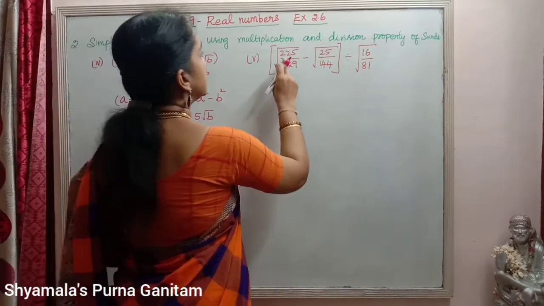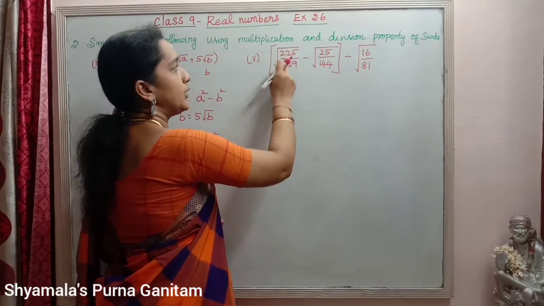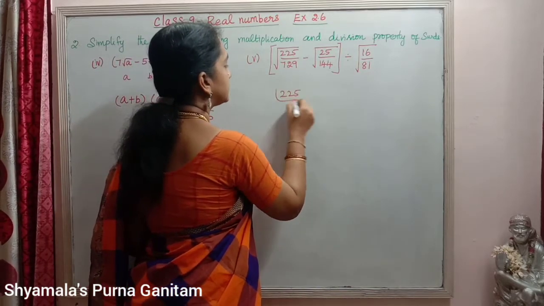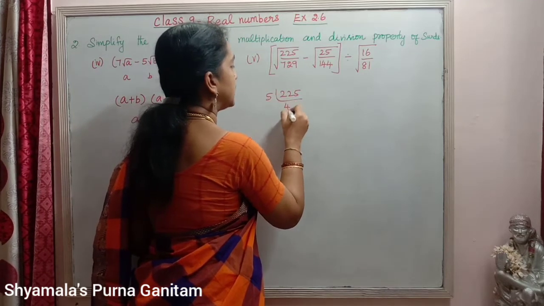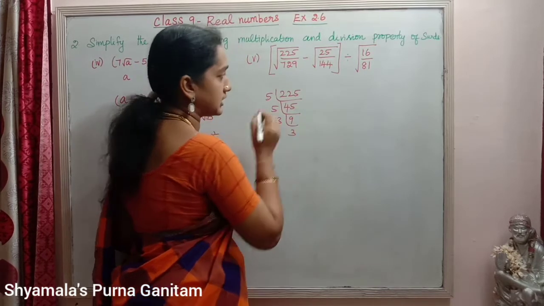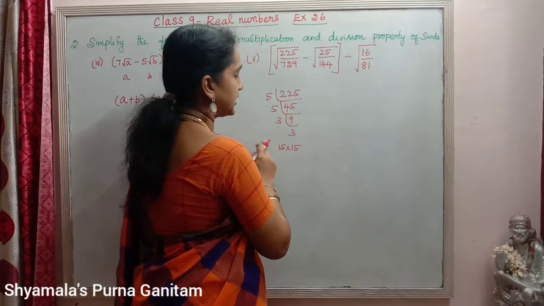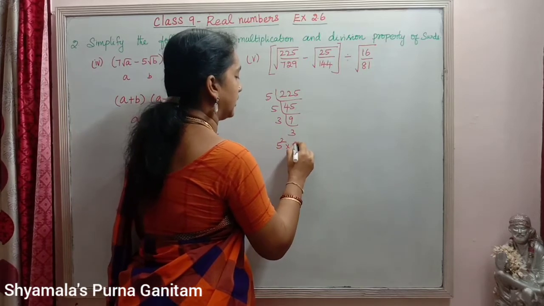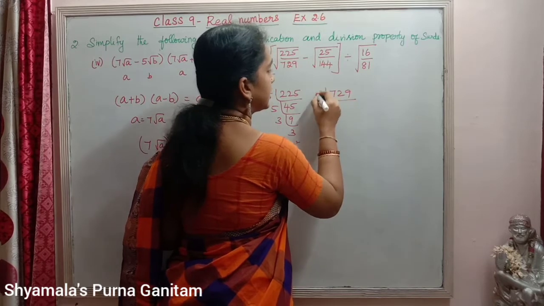Then the next one is root of 225 by 729. So we have to find the factors of 225. 5 4s are 20, 5 5s are 25, then 5 9s are 45, then 3 3s are 9. So 15 into 15 we will get, that is 5 squared into 3 squared. Okay. Then for 729, we will try with the 3 table.